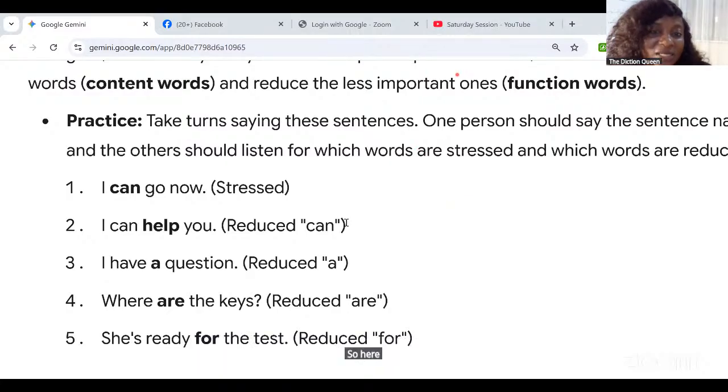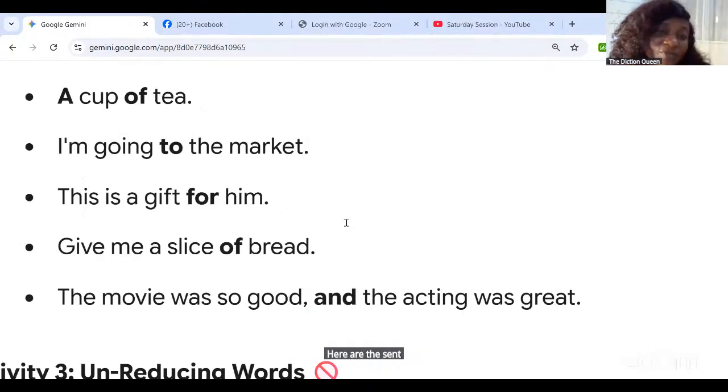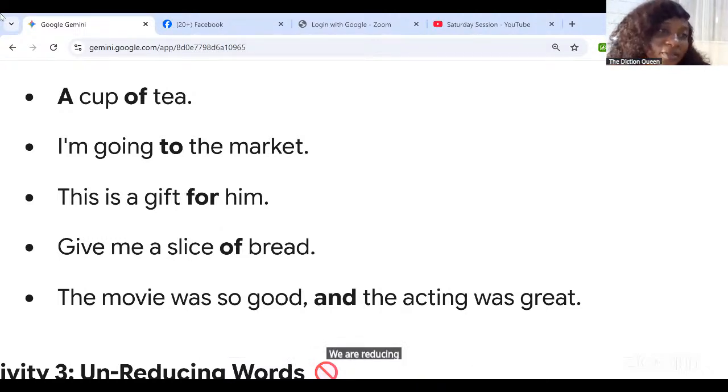So here are the sentences you will be using in the breakout room. I believe everyone can see them. The first sentence, we're reducing two words. The first word is a. Instead of a cup, you should go a cup, a cup.